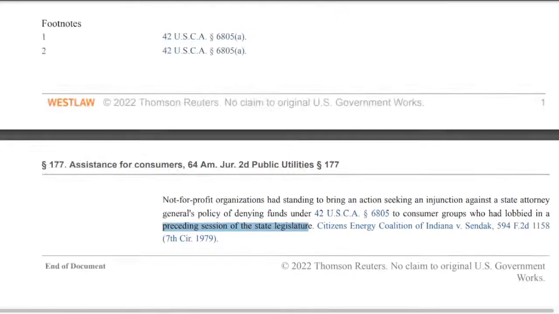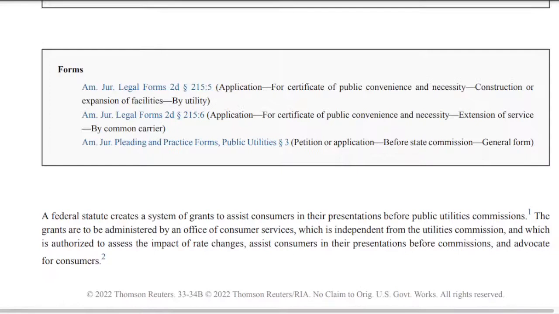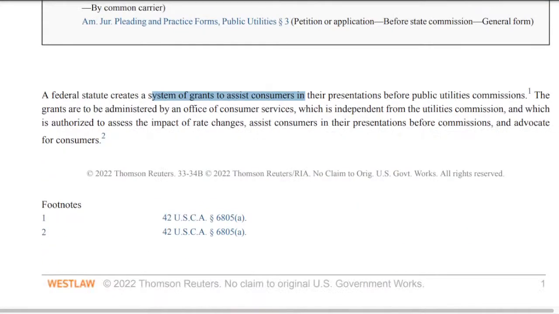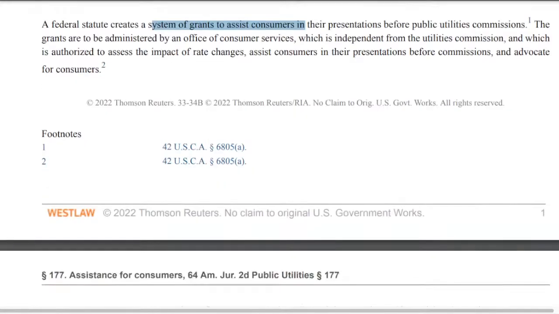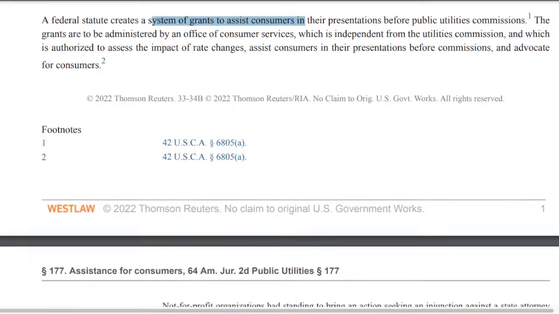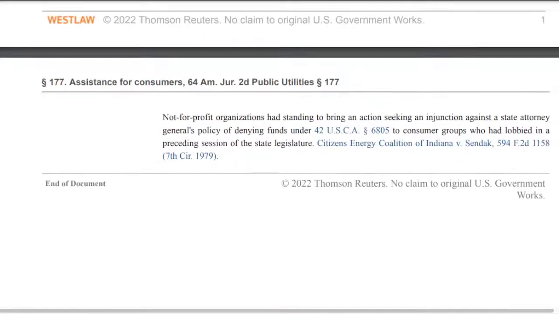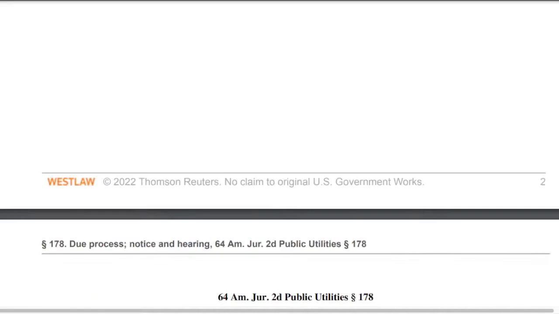All right, so I hope everyone caught this one here. The federal statute creates a system of grants. A system of grants. And that's one, the federal statute. There it is, 42 USC. Write that one down. We're coming up with some good stuff in this one. All right, let's see where we are now.